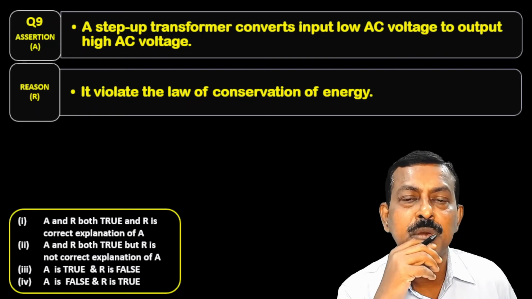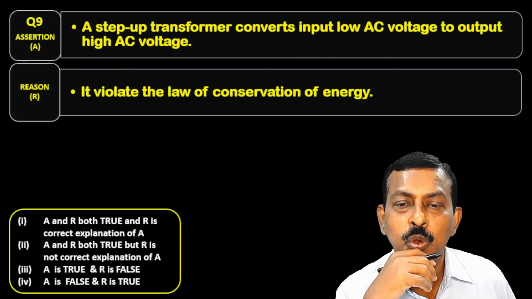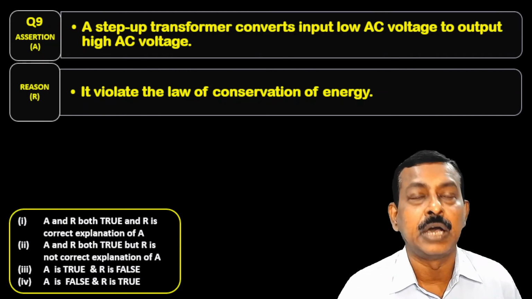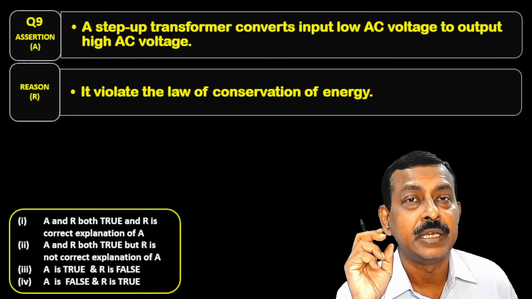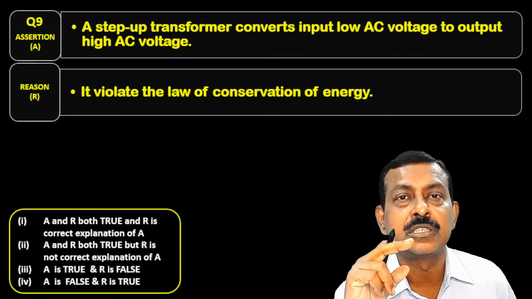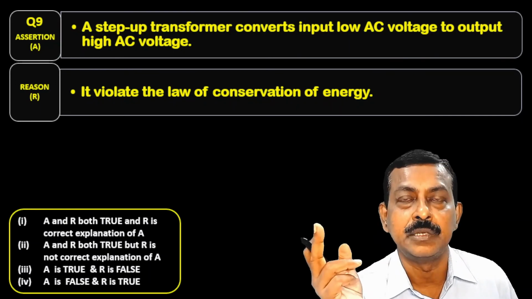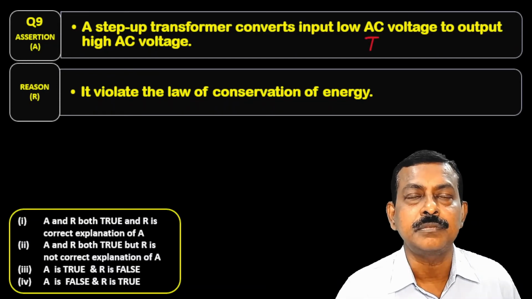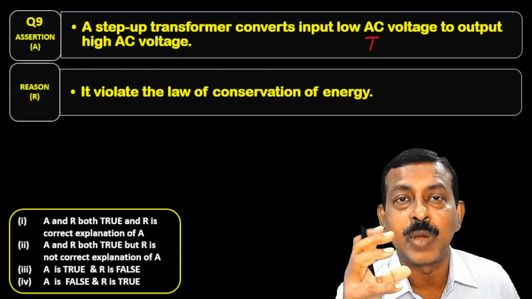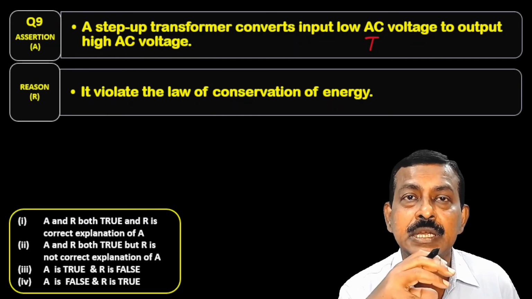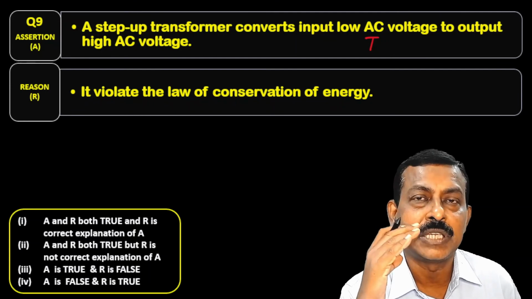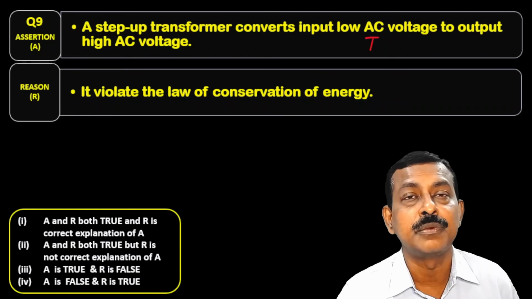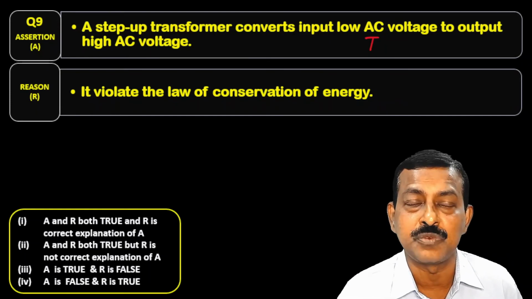A step-up transformer converts input low AC voltage to output high AC voltage. Now, if it is a step-up transformer, it changes the voltage from low to high. So that means this is true. The number of turns in the secondary coil will be more than the number of turns in the primary in a step-up transformer. So obviously the output voltage will be more than the input voltage, and that is what we call a step-up transformer.